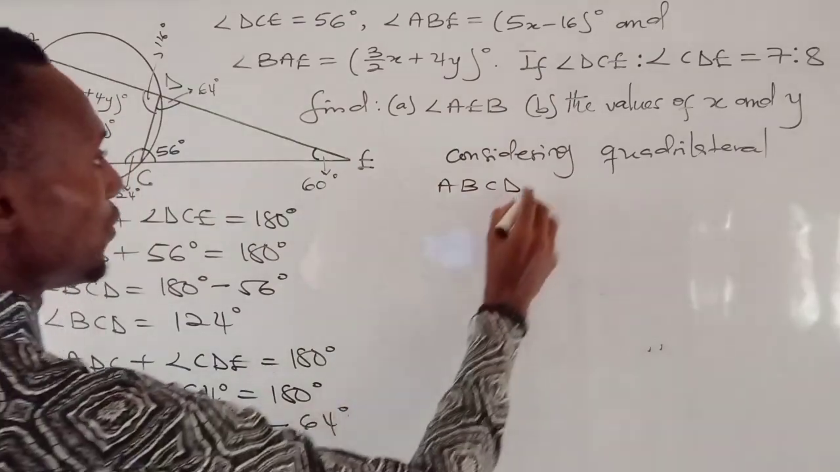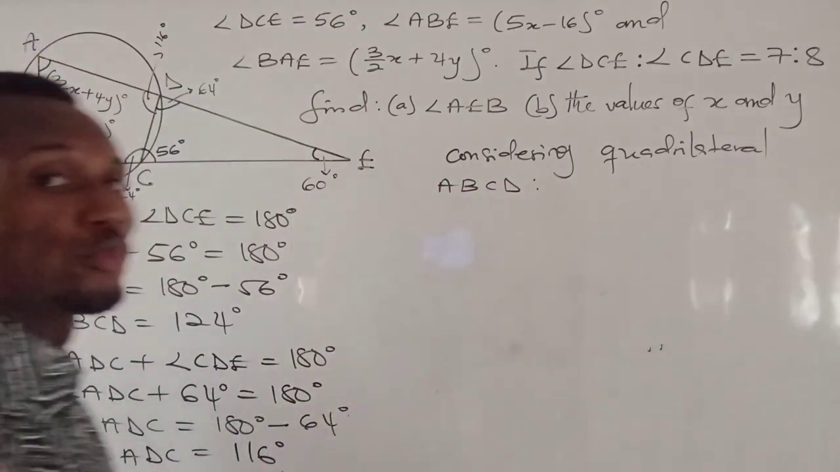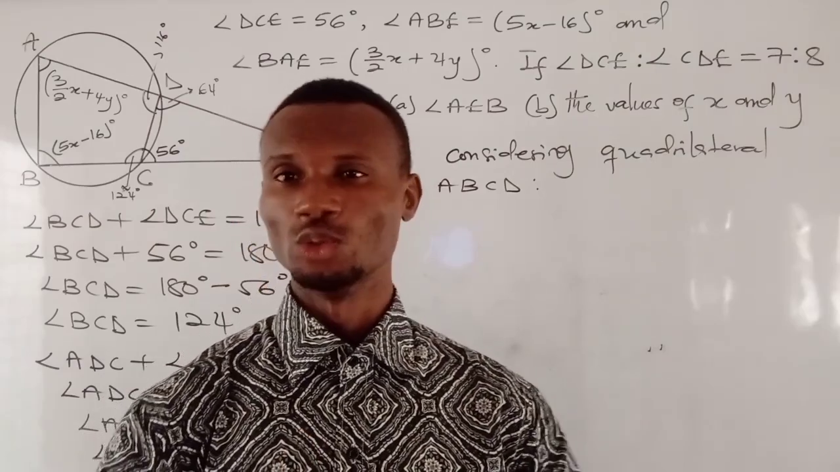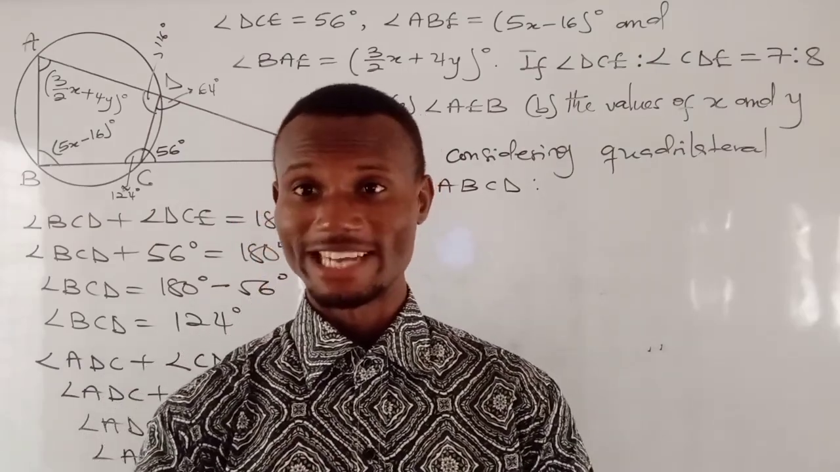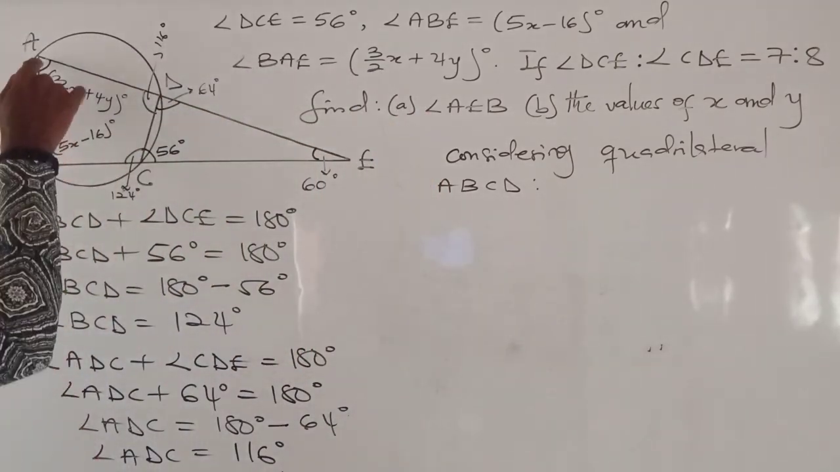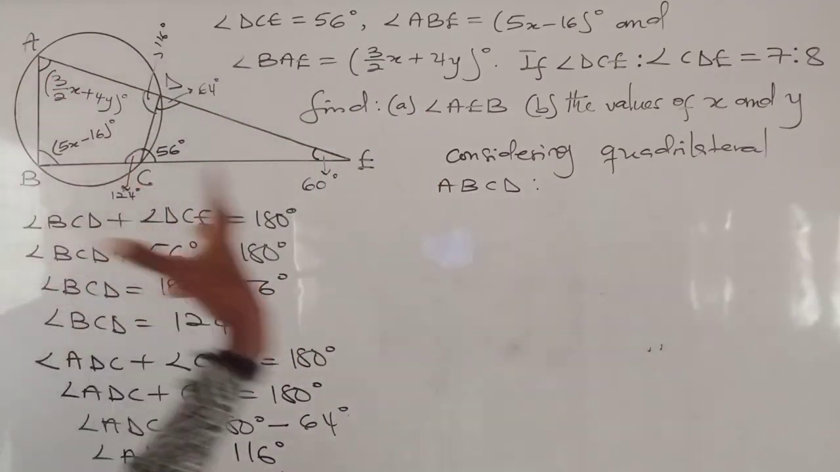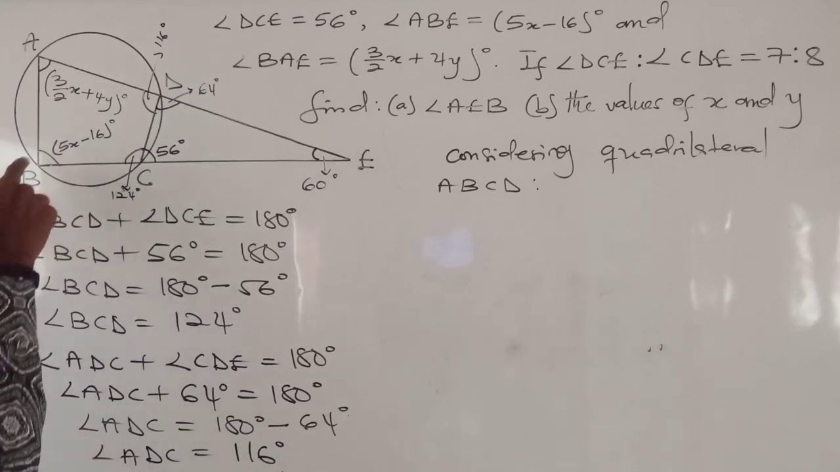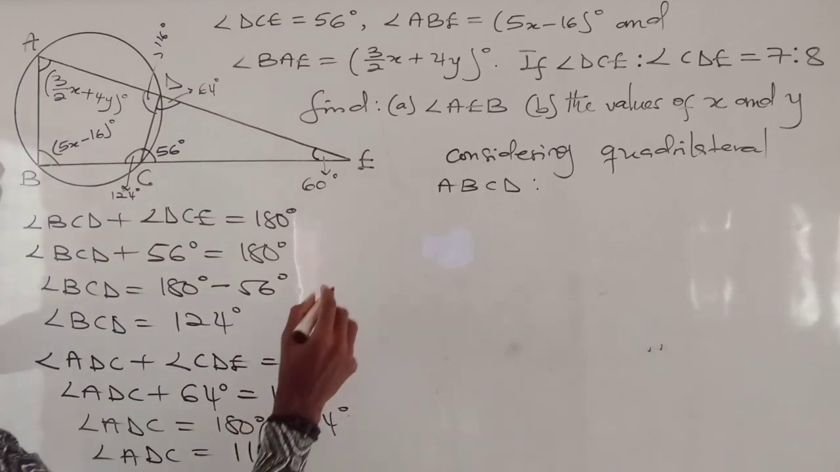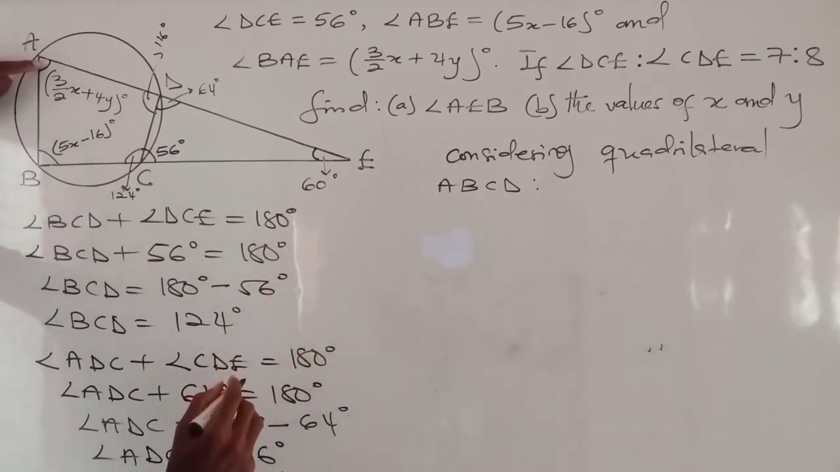ABCD, we have that the sum of the opposite angles in a quadrilateral equals 180 degrees. That's a property that we are applying, so keep that in mind. The angle here plus the angle here should be equal to 180 degrees, and also the angle here plus the angle here should also be equal to 180 degrees. So we are going to do exactly that. Let's start with this one, the angle here.